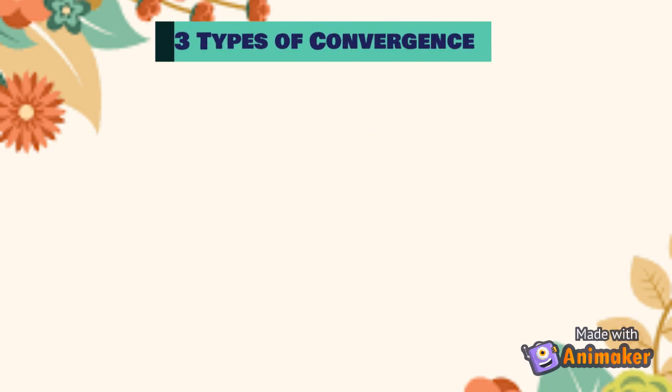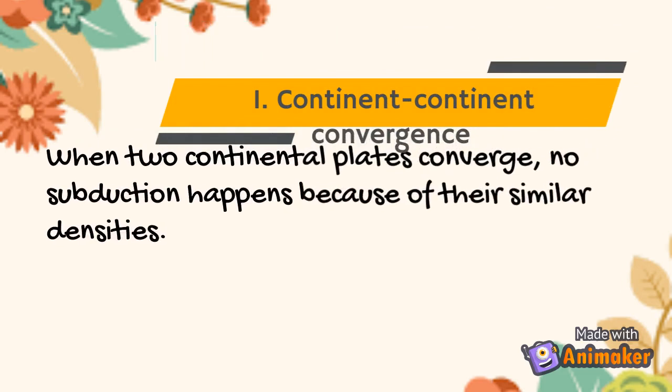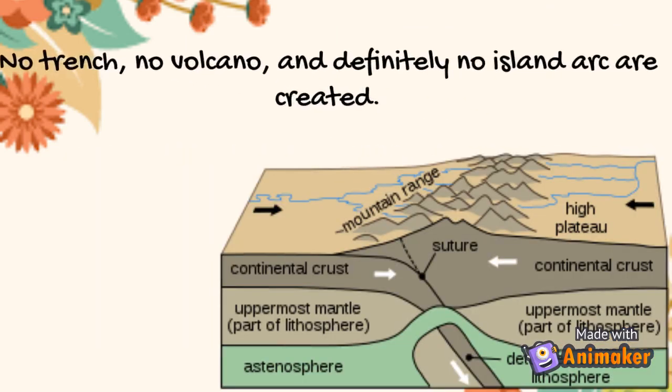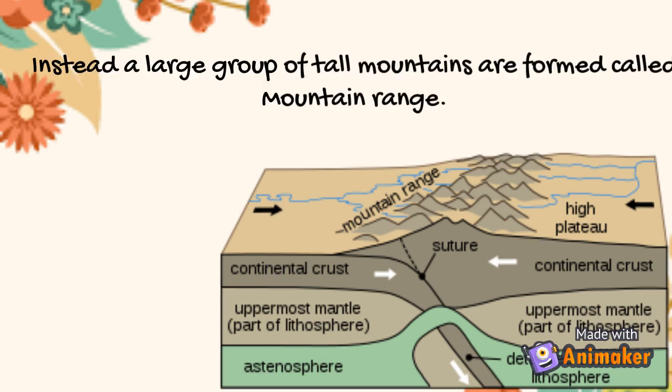There are three types of convergence. The first one is continent-continent convergence. When two continental plates converge, no subduction happens because of their similar densities. No trench, no volcano, and definitely no island arc are created. Instead, a large group of tall mountains are formed called mountain range.